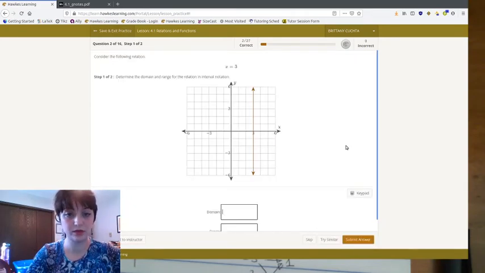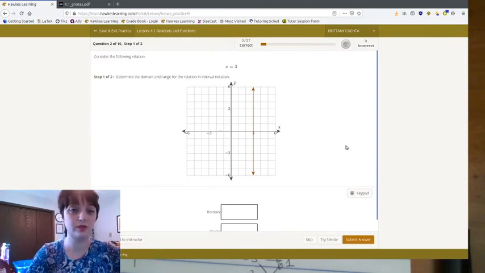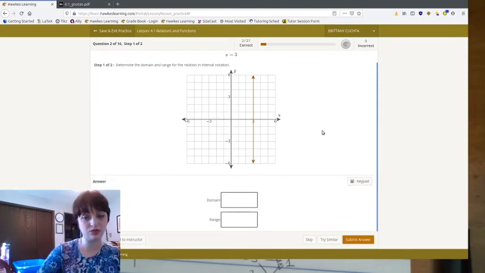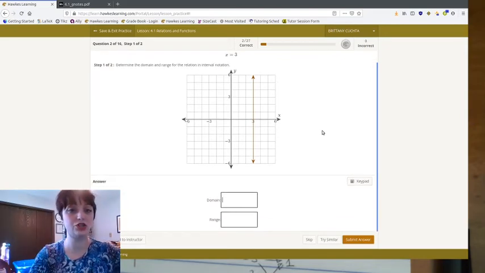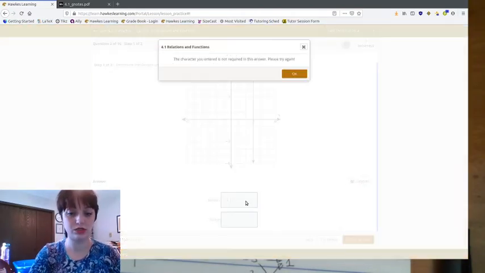Okay, so let's look at this one as well. Determine the domain and range for the relation. So domain is all of the x's, range is all of the y's. So if I cast a shadow, what x values are obtained? Well, only this one, right? 3. So that's just the set {3}.